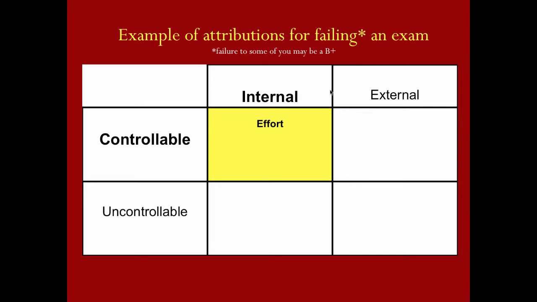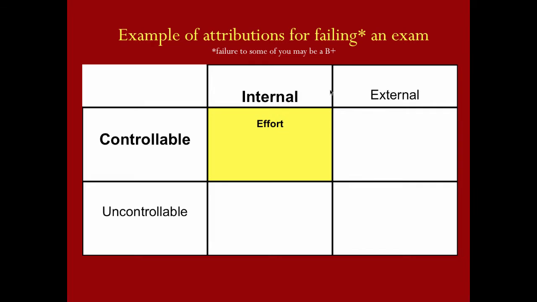If a student attributes their failure to something that is both internal and controllable to themselves, they're most likely going to attribute their failure to effort. This is an important factor and also highlights why attributions are very important because of the reaction that a person would have if they attributed their failure to effort.